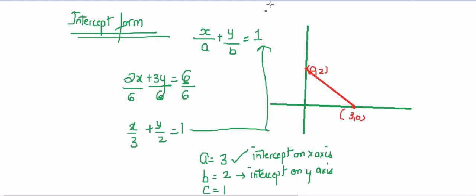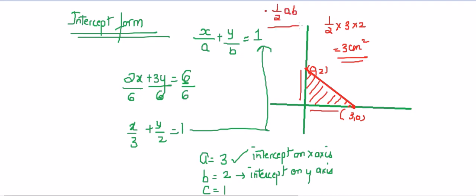Now it has become very easy for us to calculate the area of this. Once you know this, you can easily calculate the area of this part under the line. It's a triangle, so it's half times the base, which is 3, and the height, which is 2. That is 3 centimeters squared, whatever the unit is. This is your area. Or in terms of a and b, it is half a times b. This is the area under this straight line.